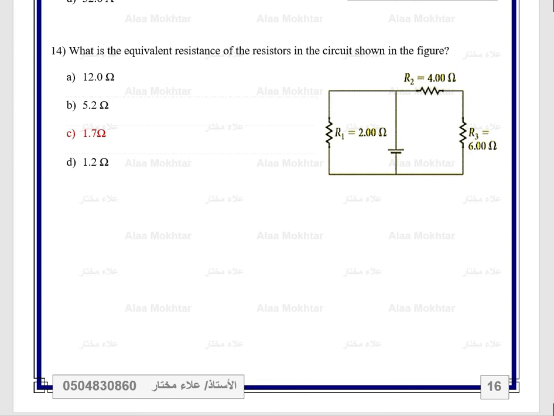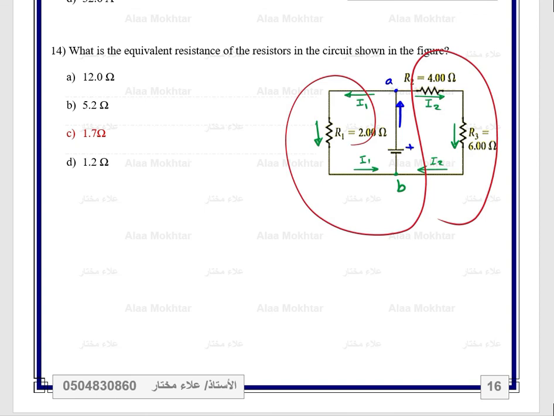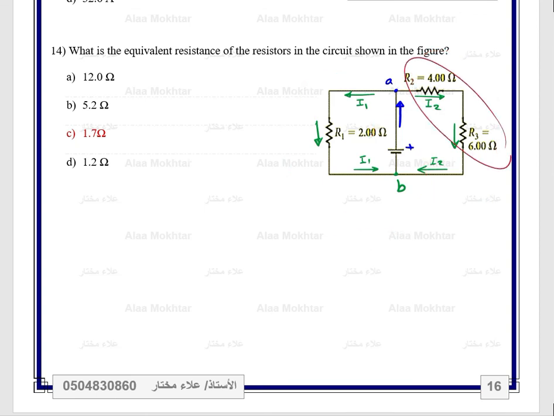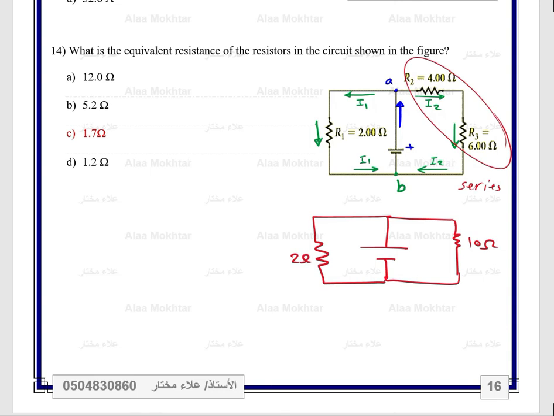Look at this figure. The current comes from the positive terminal of this battery. At point A, this current will be divided into two currents: this is I2, this is I1. I1 passes through R1 and comes again to junction B, and R2 also comes to junction B, because there is a split for the current, so this branch and this branch are in parallel. Okay, let's start with the right branch. 4 plus 6 will be 10 ohm, and the left side is 2 ohm. 2 and 10 in parallel, so Req equal 2 times 10 over 2 plus 10. 2 times 10 will be 20 over 12. The answer will be 1.7 ohm.